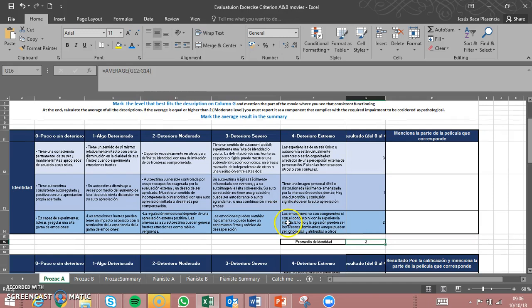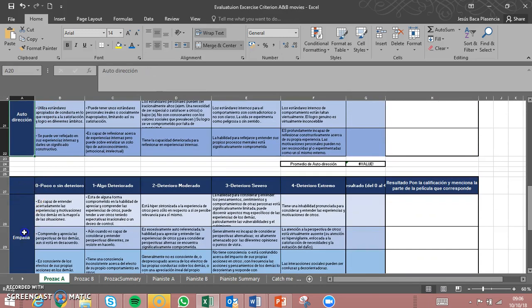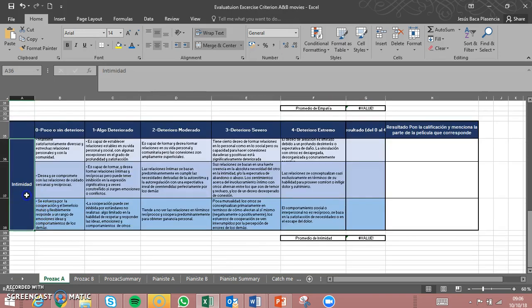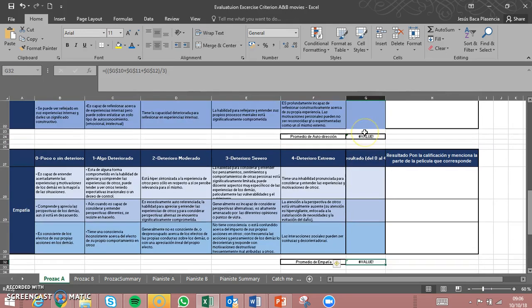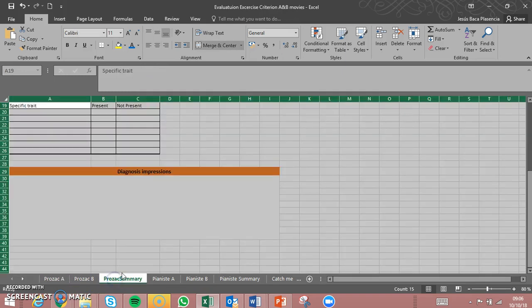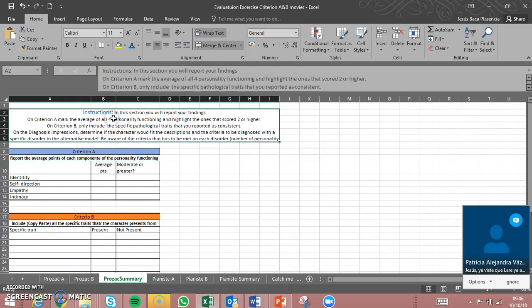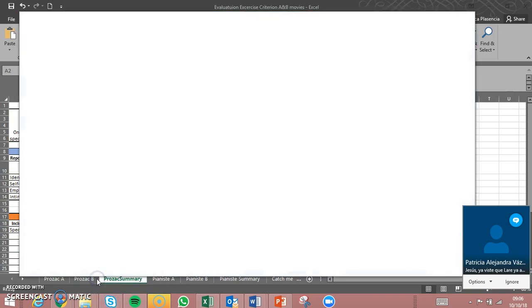Okay, and the same you're going to do with self-direction, with empathy, and with intimacy. All right, so that way you are going to have an average in each of those 4 personality functioning areas. Okay, so that's what you have to do in each case. And at the end it says Prozac summary, and here you can see the instructions, sorry, let me, okay, there it is.